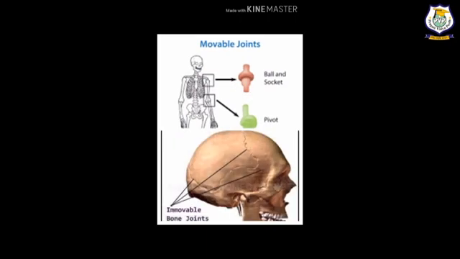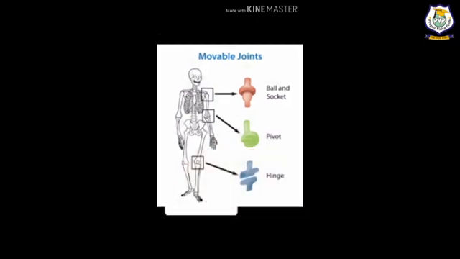So we have seen in the diagram immovable joints and movable joints. Immovable joints do not move freely, and movable joints allow movement freely. Are all movable joints similar? Move your neck. Can you move your neck in all directions? Now move your knees. Can you move your knees in all directions?